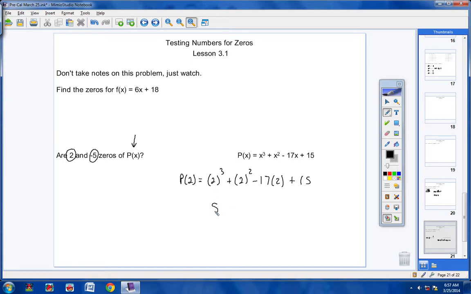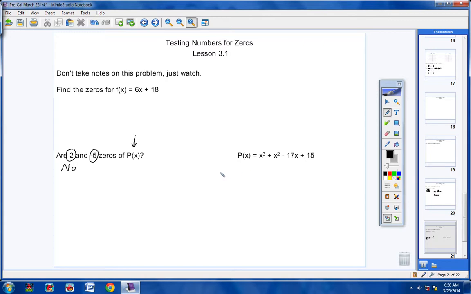2 times 2 times 2 is 8. 2 times 2 is 4. 17 times 2, negative 17 is a negative 34, plus 15. Alright, well, if you add up all of your positives, you get 27. Bring down your negative. 27 minus 34 would be negative 7. So P of 2 equals negative 7. Did I get out a 0? No, I did not. So is 2 one of your zeros? No. So the answer to 2 is no. Isn't that easy? One more example like that and we're finished. It's not difficult. Okay? Is negative 5 a 0?